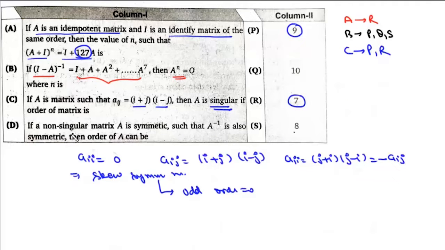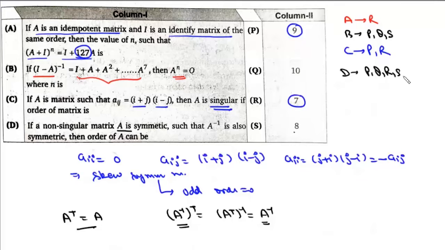Now D is, if a non-singular matrix A is symmetric such that A inverse is also symmetric, then the order of A is. Now if A is symmetric, then A transpose is equal to A. Now (A inverse) transpose is (A transpose) inverse and A transpose is A. So it will be A inverse. So A inverse will also be a symmetric matrix. So if A is symmetric, then A inverse is also symmetric for any square matrix. So it will be true for any value of n. So this D matches with all P, Q, R and S.